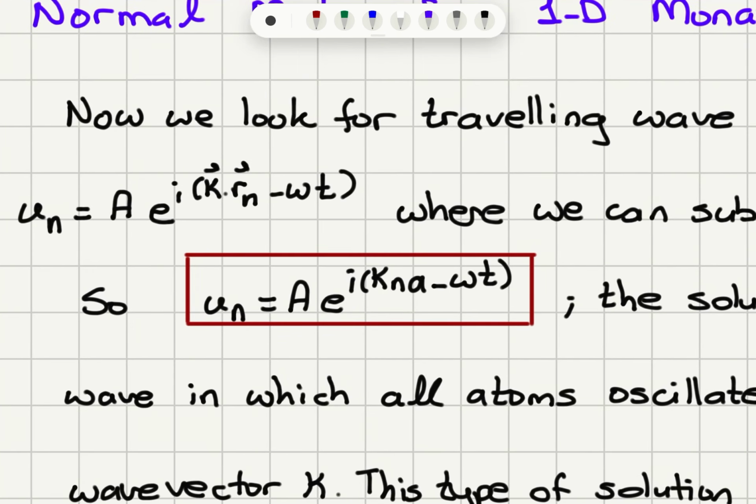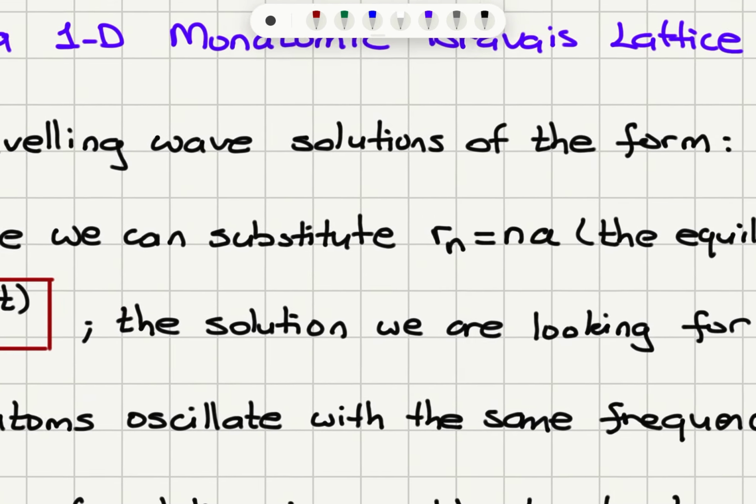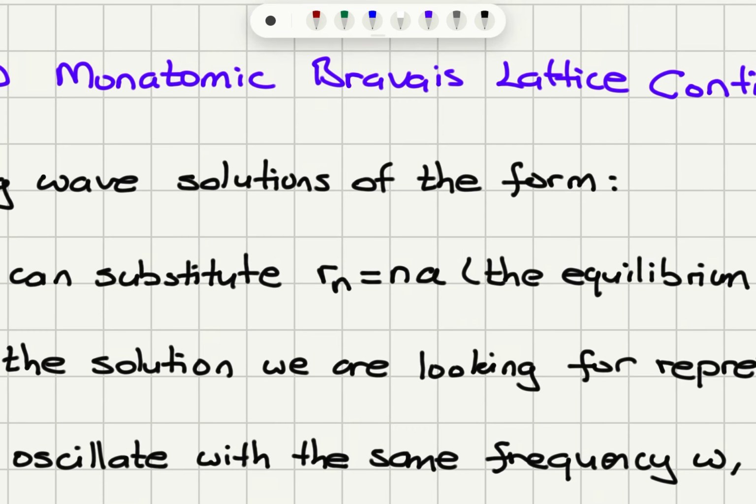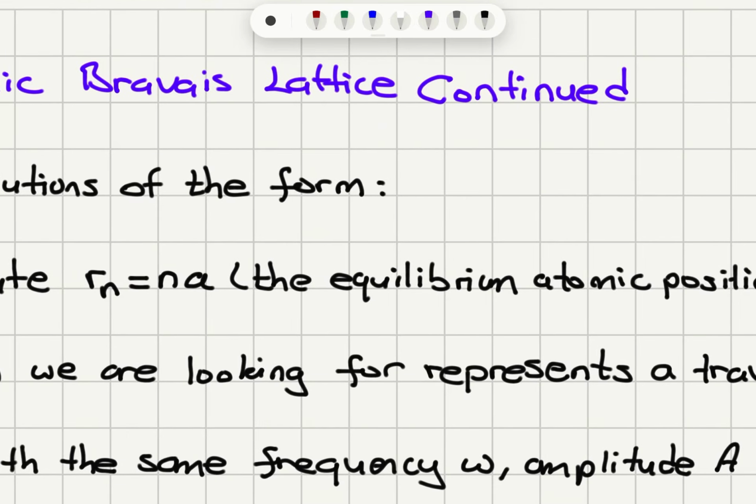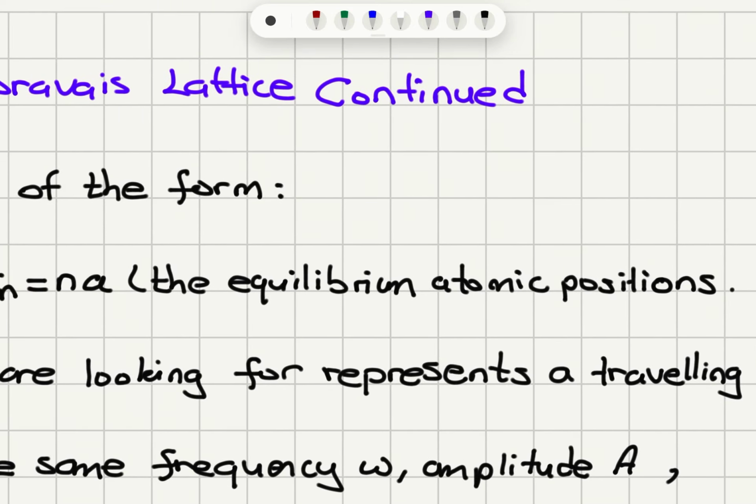They are of the form A, amplitude, times exponential i k, wave vector, dot product with the position vector of the atoms Rn, the equilibrium position vectors, minus omega t. So if you remember A cosine kx minus omega t or A sine kx minus omega t in one dimension, that was the traveling wave solution from fundamental physics classes, and this is just a generalization for three-dimensional space. Now we can substitute for the positions of the atoms, n times a. a is our lattice constant, so this is our equilibrium atomic position.